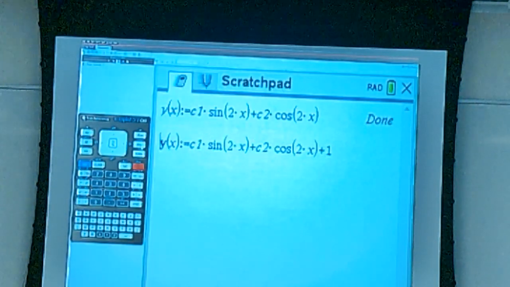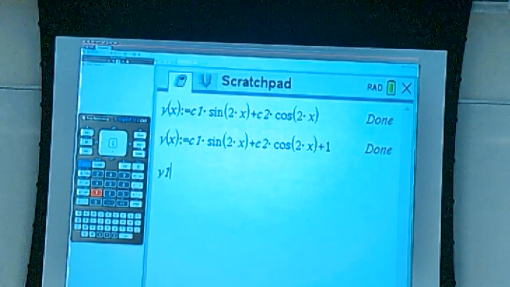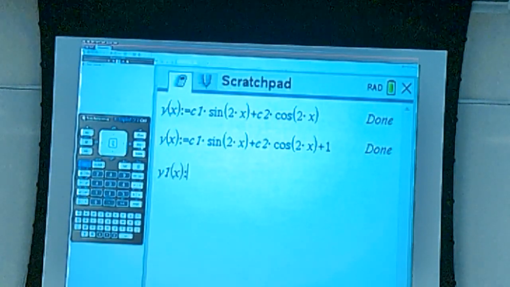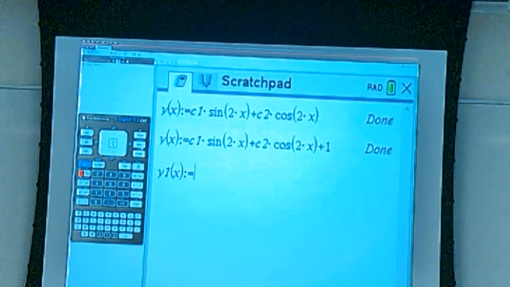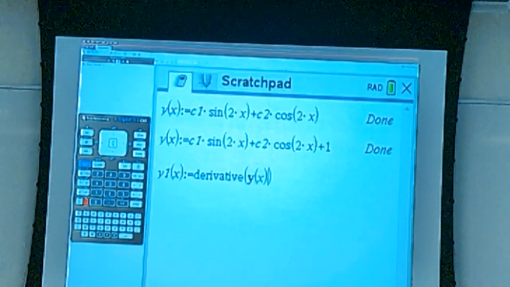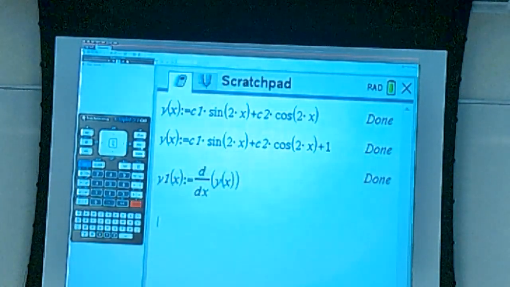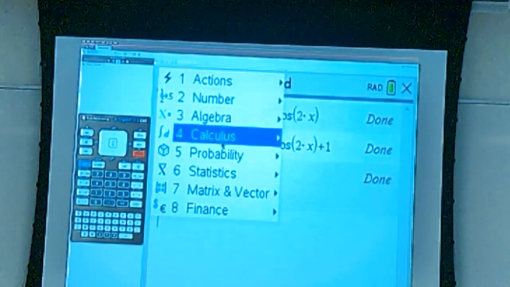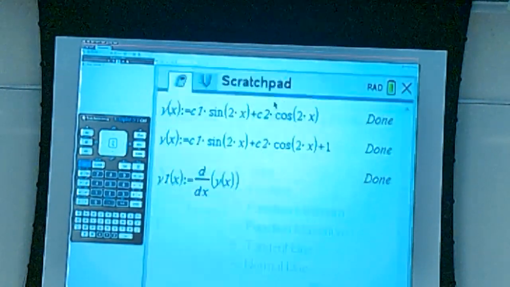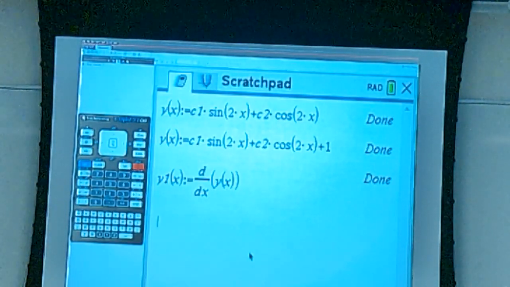Okay, why don't you do it anyway? I am going to define a new function. I'm going to call it y1 represent the derivative. Oh, right, with respect to x. And again, type out derivative y of x with respect to x, or menu, calculus, derivative. Excellent.